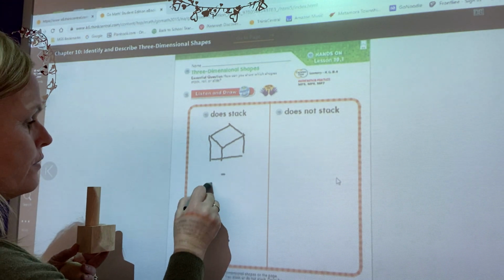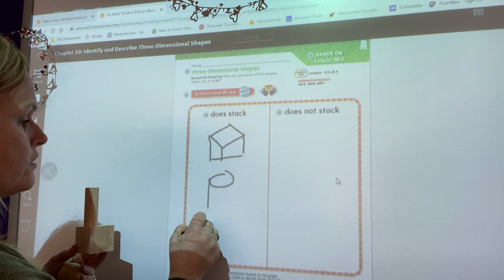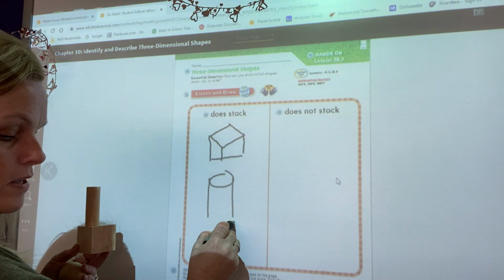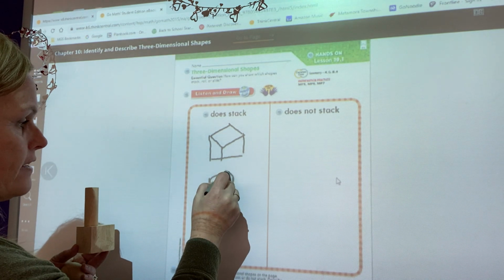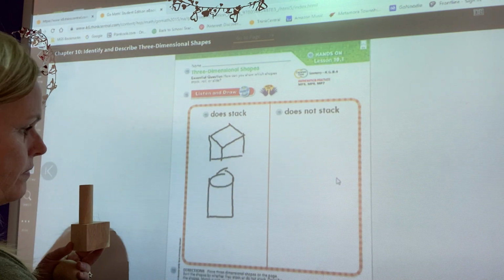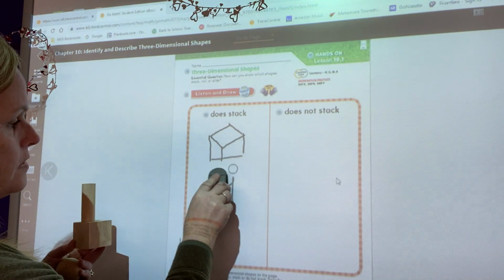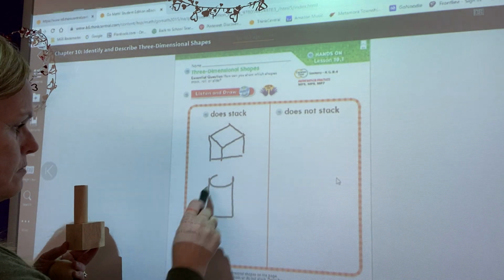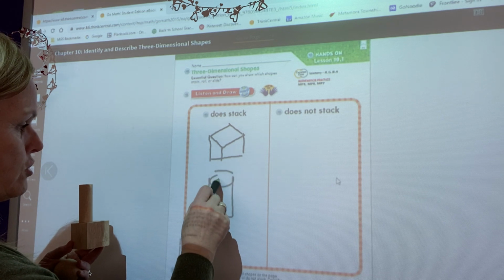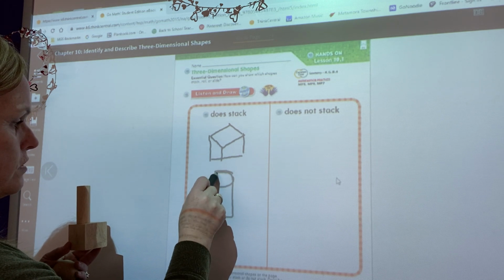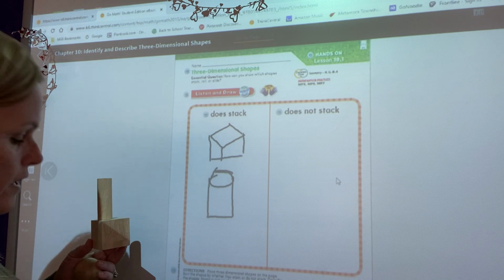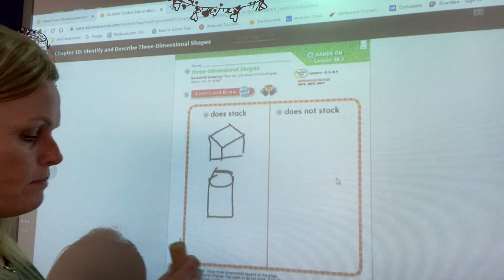And the other one would be a cylinder. And so I'll draw that flat side there as the circle. My smartboard isn't aligned very well, so my lines aren't matching up the way they should, so sorry about that. All right, those two shapes will stack.